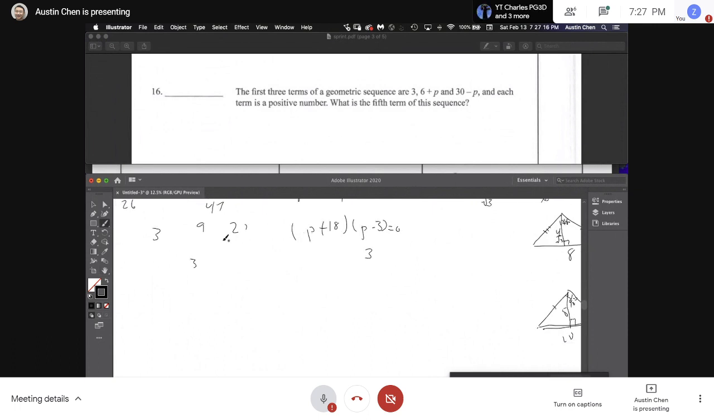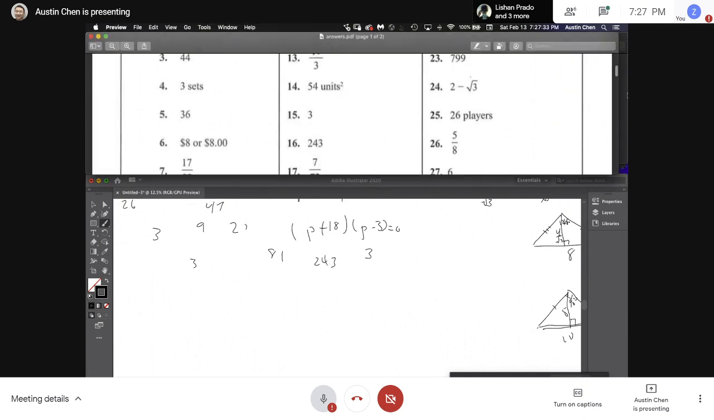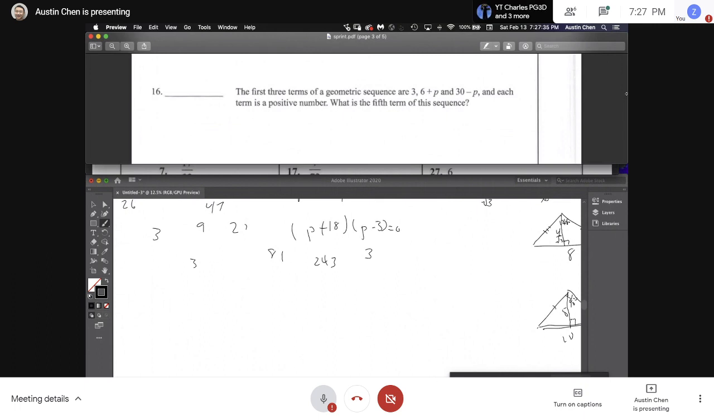So then we can just multiply this to get to the fifth term, sorry. So our fourth term is going to be 27 times 3, which is 81, and then our fifth term is going to be 3 times 81, which is 243. See, that's our answer. Anything you want to say there, Bill?